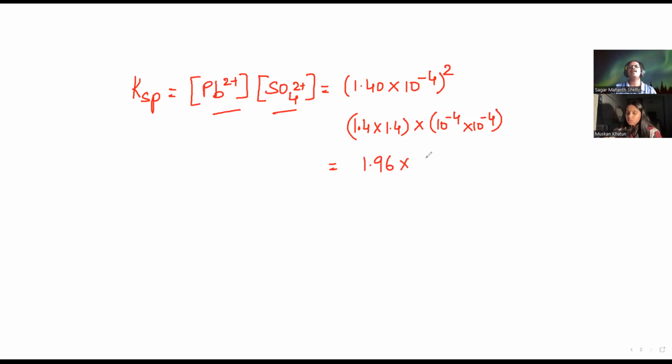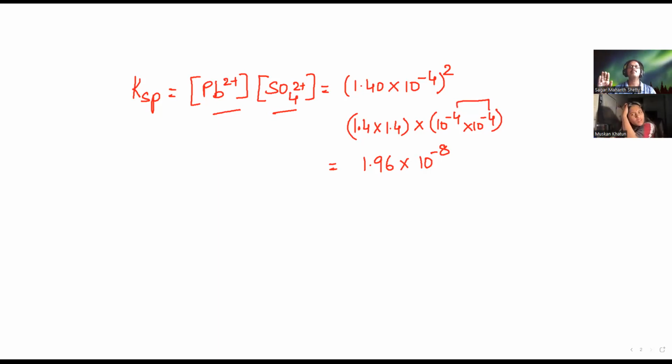So I'm going to put 10 as the base because that's a common base. And here the powers, minus 4 and minus 4, will now be added up. So it'll be negative 8. You got that? So this is how you find the solubility product of given substances.